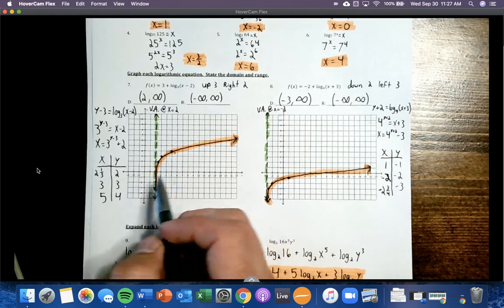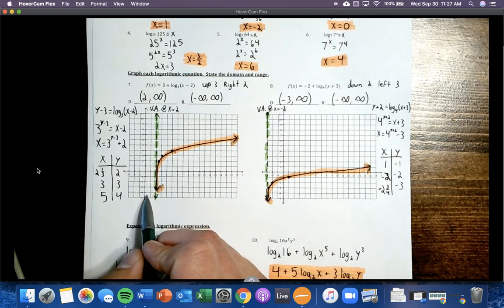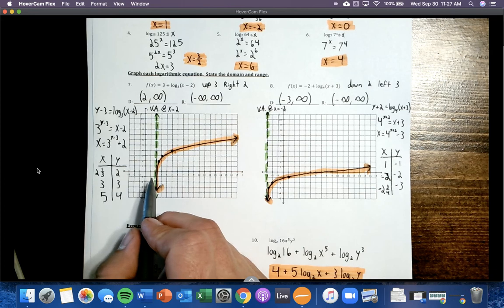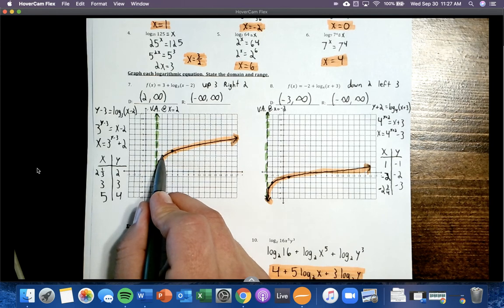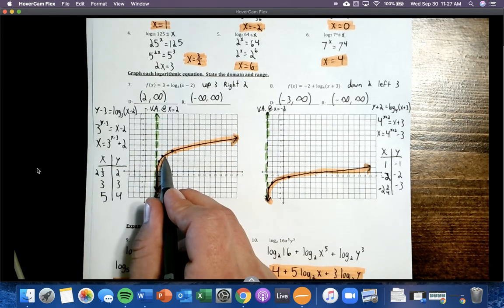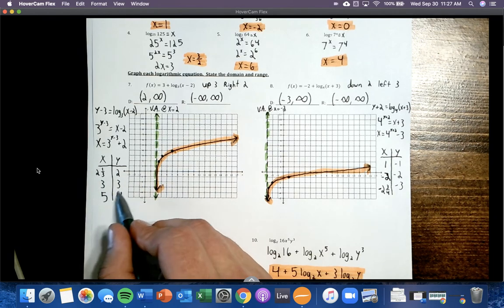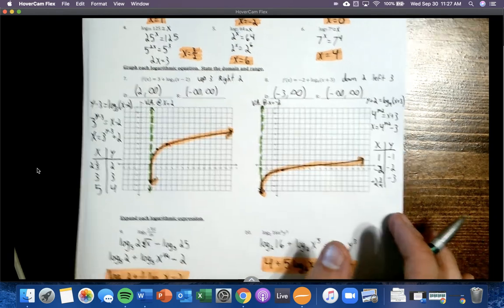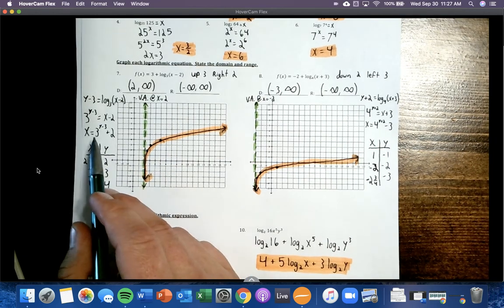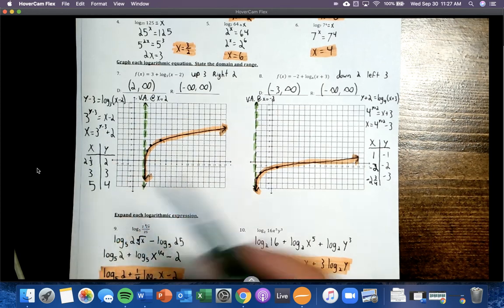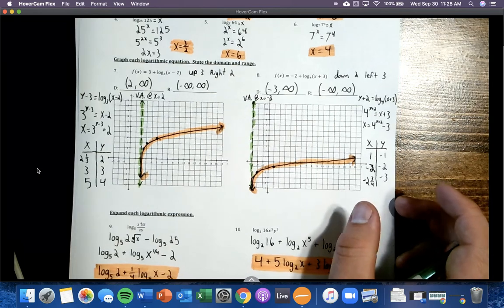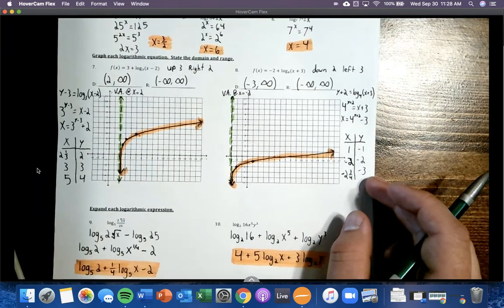And again, every logarithm graph before transformations has a point at (1, 0). So really we're finding that point after it's transformed. Well, it goes up 1, 2, 3, and right 1, 2. That's this (3, 3) right here. So that's why this is the important one to find. Then once we plug in the values, for 2 we can plug in 2 minus 3 and solve that. For 4 we can plug in 4 minus 3, and solve that, and that'll get us the rest of our points.